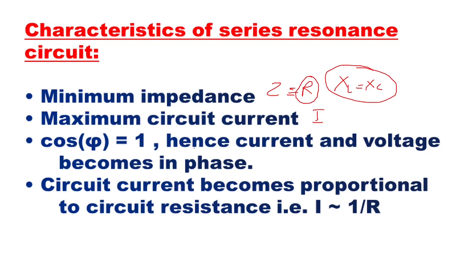Cos phi is equal to 1, hence current and voltage become in phase. The circuit current becomes proportional to the circuit resistance, that is, I becomes proportional to 1 upon R.